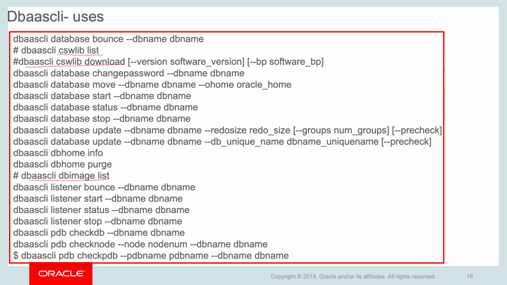Any operation related to database, like changing password or moving a database from one home to another home, starting the database, looking at the status, stop, database updates, it even handles the rerule related activities. Any listener control commands can all be managed using Debus CLI. You can stop, start, check the PDB, check the node, and do PDB related operations. This list is really long. I have just given you a few examples here, but the link which we looked at talks in more detail.